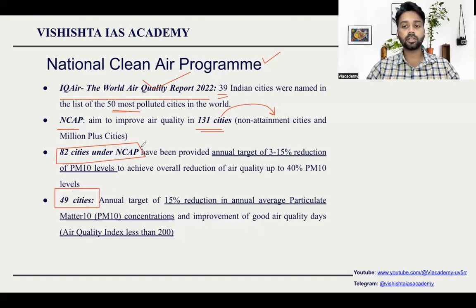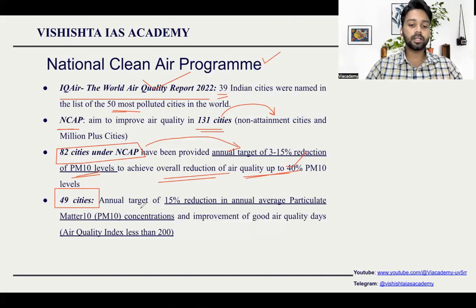In the first type, which includes 82 cities, the target is to attain 3 to 15 percent reduction of PM10. PM10 means particulate matter with the size of 10 micrometer or less. So that has to be reduced by 3 to 15 percent on an annual basis. And the overall target is to bring down the PM10 level by 40 percent. Air quality has to be improved by 40 percent.